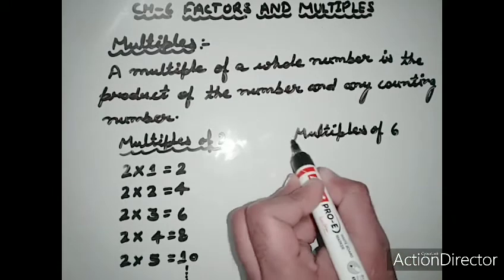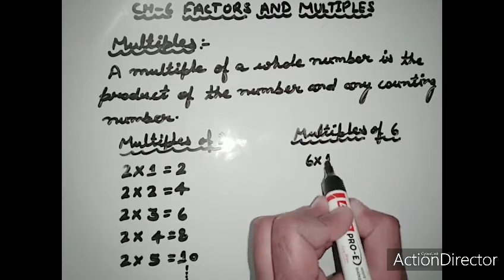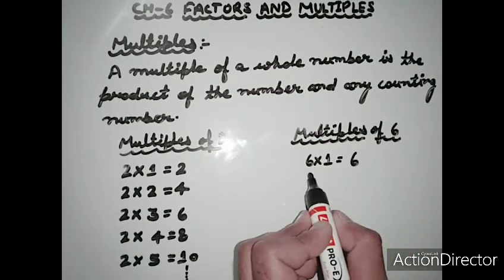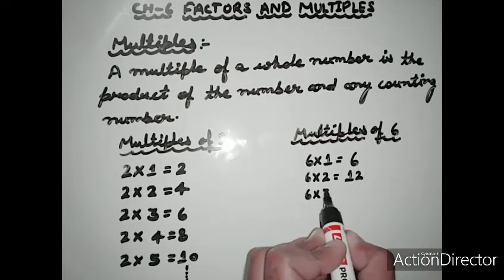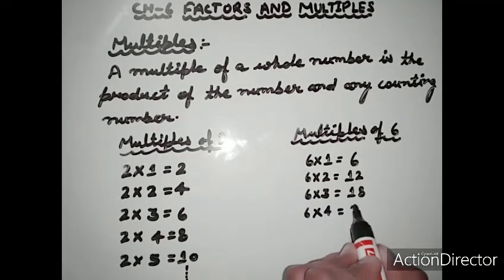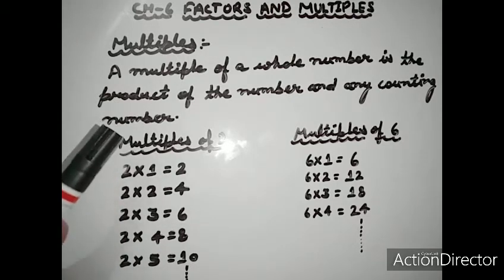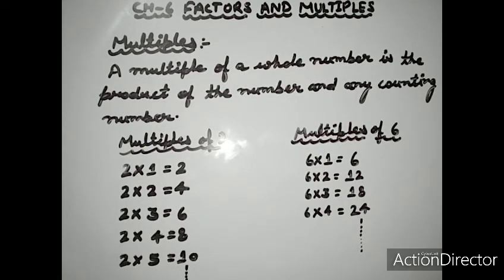Multiples of 6. Here we multiply 6 with 1, we get 6. 6 multiplied by 2, we get 12. 6 multiplied by 3, we get 18. 6 multiplied by 4, we get 24, and so on. So by using this method, we get the multiples of the numbers. A multiple of a whole number is the product of the number and any counting number, right?